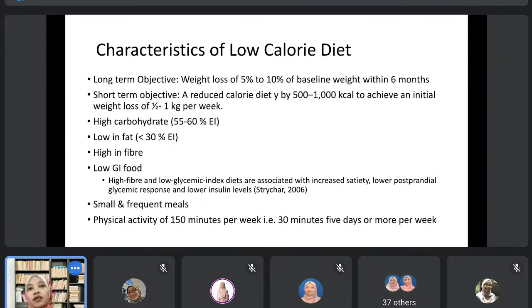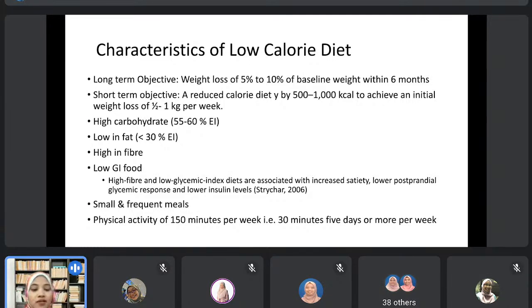Okay, so your punya energy requirement pun diambil kira daripada BMI yang diturunkan. Saya tadi macam saya kata tadi BMI 32. So for the short term, you punya pengiraan kalori tu adalah berdasarkan pada BMI 30 ataupun BMI 29. Okay, and then high carbohydrate 55 to 60% from the energy intake, and then low in fat which is less than 30%, high in fiber, low in GI food.